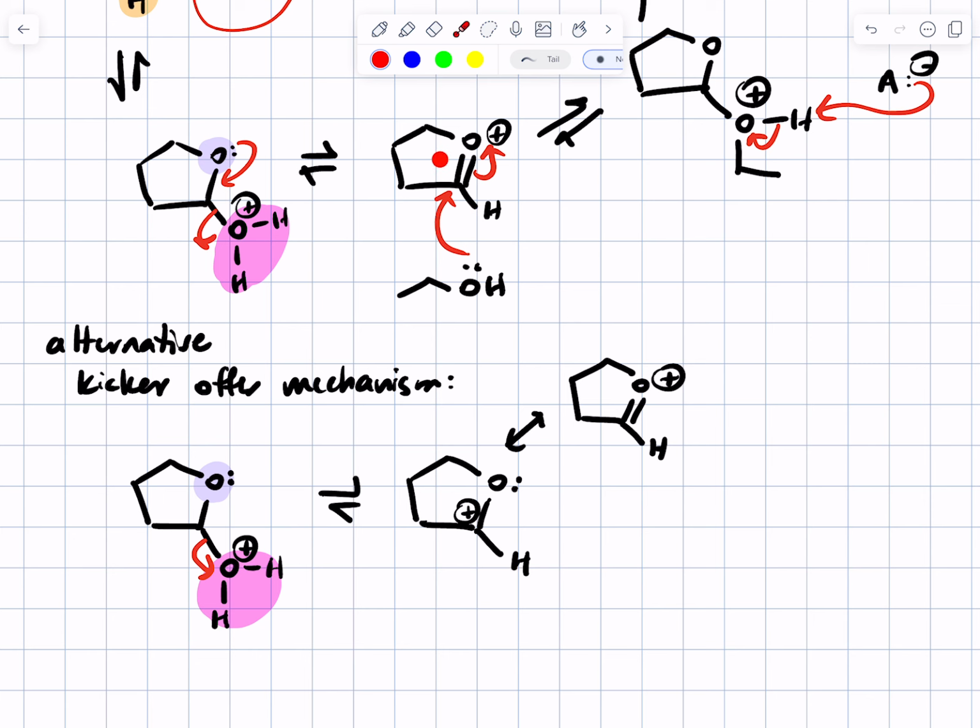In fact, you cannot tell the difference between those two options. I've had students who, on a previous exam, were supposed to select an incorrect step in a mechanism, and they chose this one because they thought, well, that's not exactly the way the book drew it. And I said, this mechanism and this mechanism both lead to the same resonance structures. You cannot tell the difference between the two. They are both correct. So don't make that mistake.